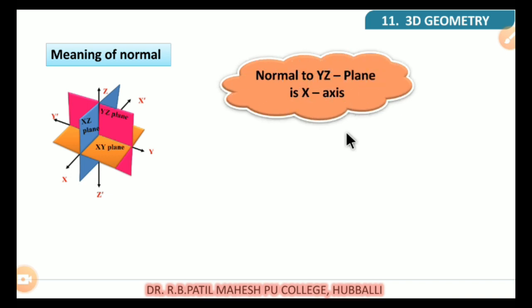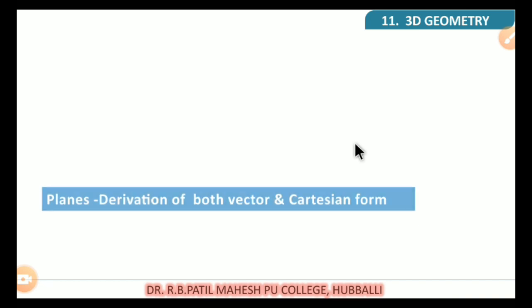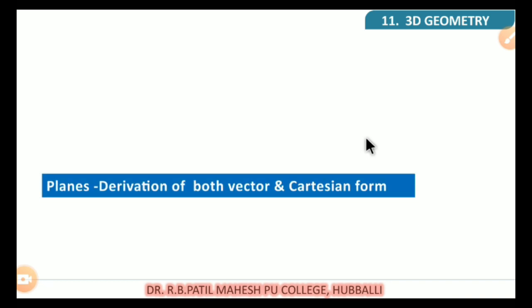Similarly, normal to yz plane is x axis, and for xz plane the y axis is normal. So this normal will be used in the equation of planes. I have given the meaning here, and after that we will go on to derive the first form of equation of plane, in both vector and Cartesian form.